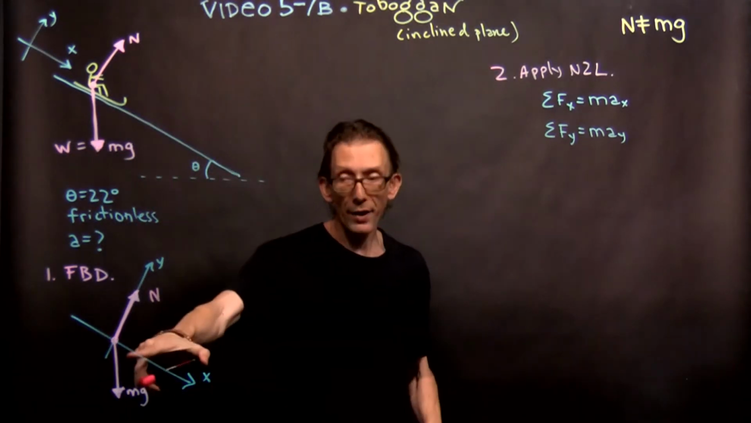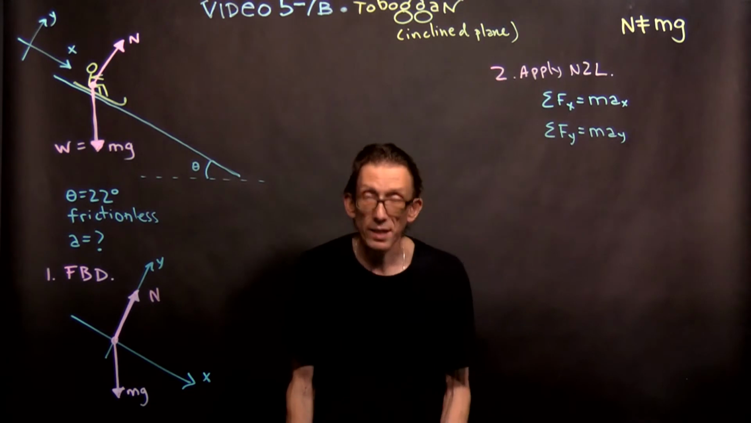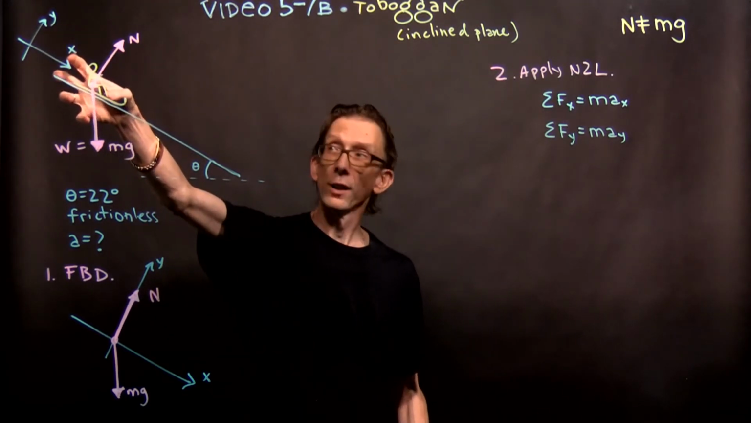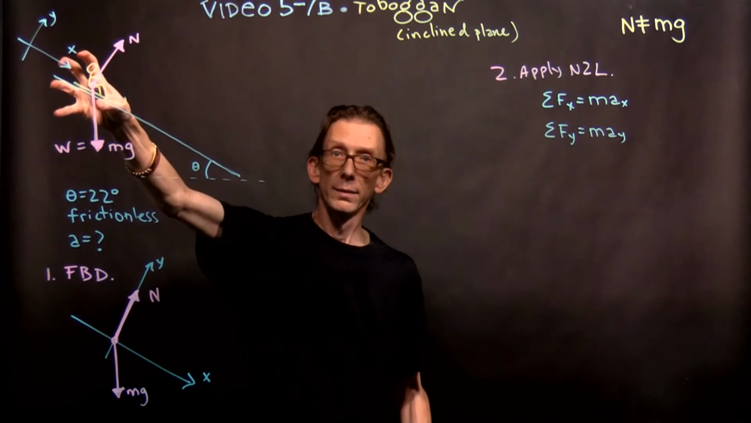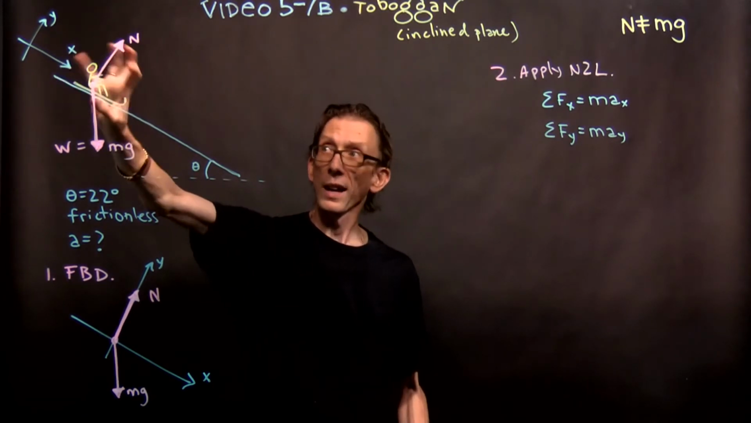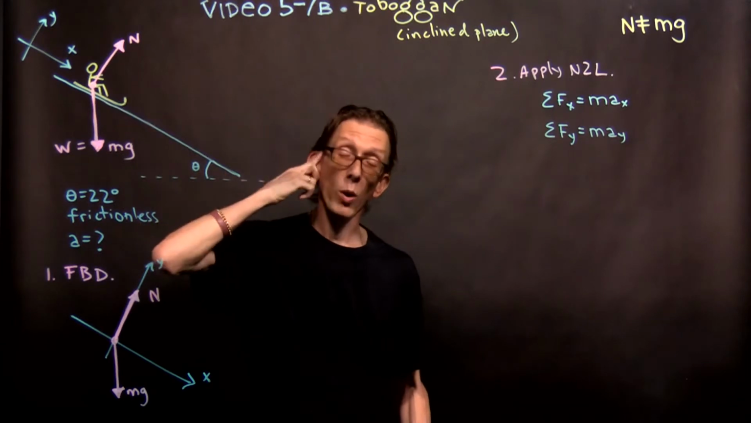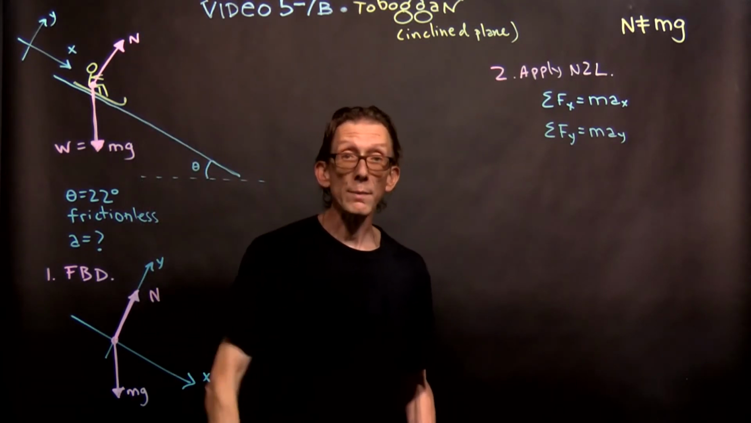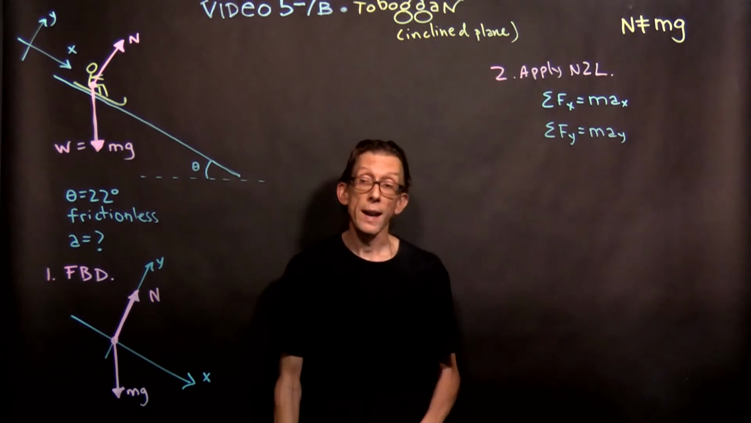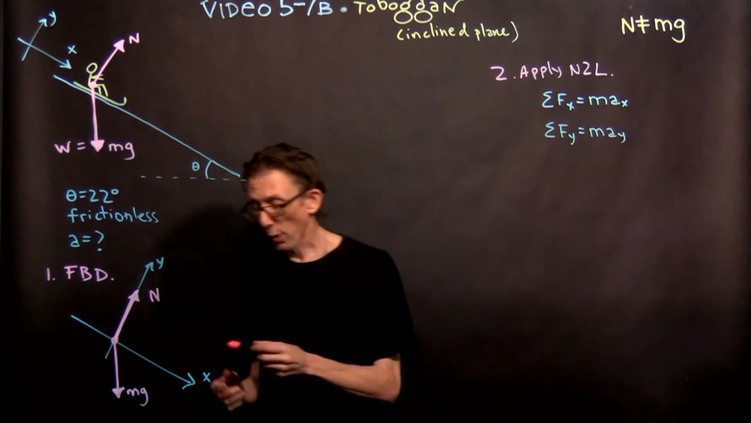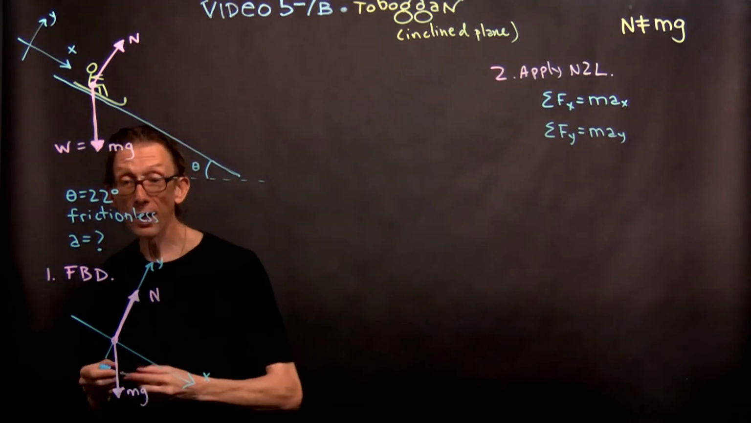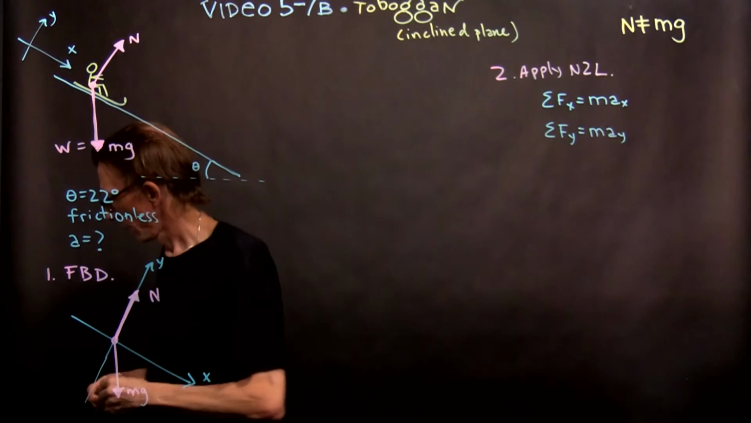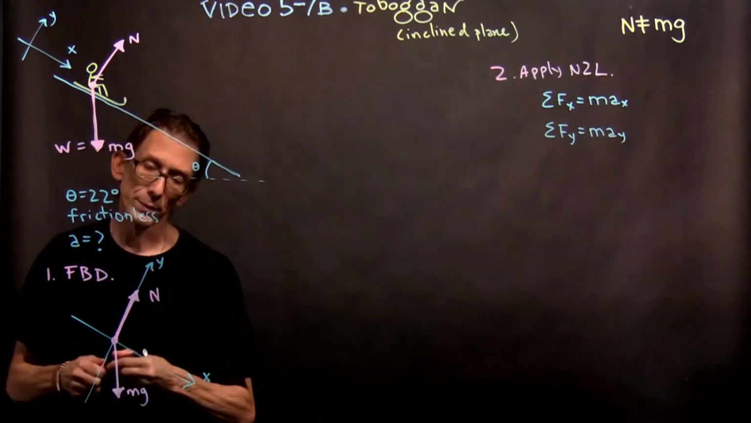But mg is not along either axis. There's no way we can orient our axes so that both forces lie along x or y. Whatever axes we pick, one of these two forces, or both of them, is going to be off the x and y axes. The way we've chosen it, mg is off the x and y axes. So we have to resolve mg into its vector components. Let me draw this down here. There are two. There's the x and the y.